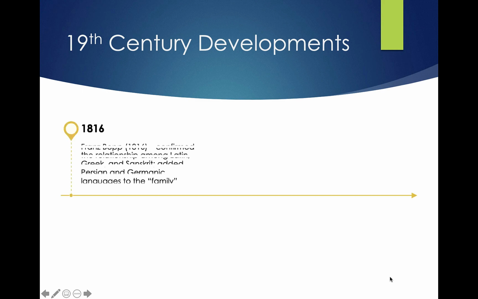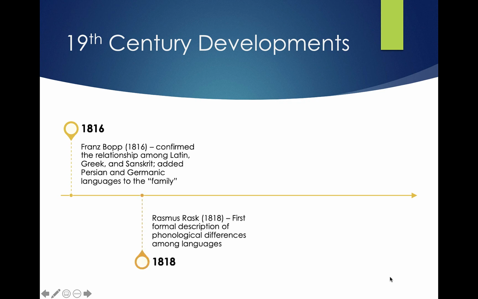Franz Bopp, a German scholar, conducted an in-depth analysis of verb inflections in multiple languages. Through this analysis, he confirmed the relationship among Greek, Latin, and Sanskrit, and added Persian and Germanic languages to the family. Rasmus Rask, a Danish linguist, conducted the first formal phonological analysis of as diverse languages as Russian, Greek, and Danish, and so on. His analysis served as a foundation for Grimm's Law.